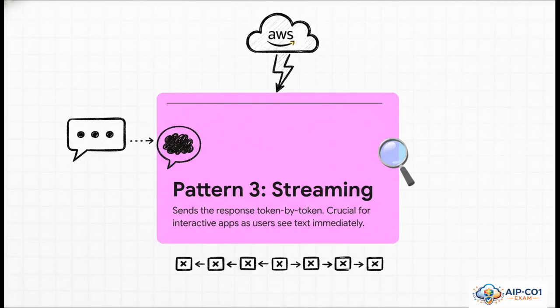And finally, we have streaming. This one is a game changer for user experience. Instead of making the user wait for the model to think up its entire long response, streaming sends it back one word or token at a time. For any app where a person is waiting on the other end, this is absolutely non-negotiable. It makes the whole thing feel so much faster.